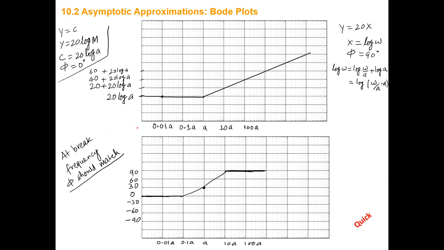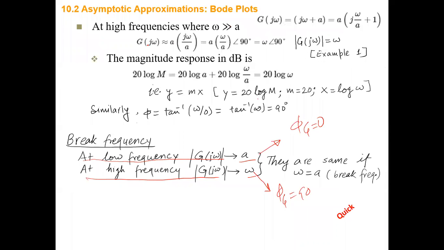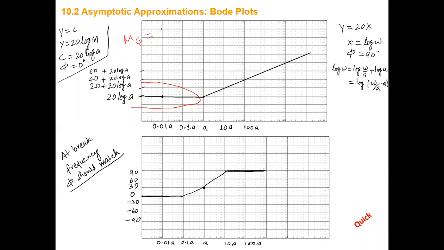So here, let's talk about the lower end first. This is the lower end, right? For the lower end, mg equals A, right? Mg is A. So mg equals A, meaning what is your 20 log mg then? It will be 20 log A, right? That's what I meant.